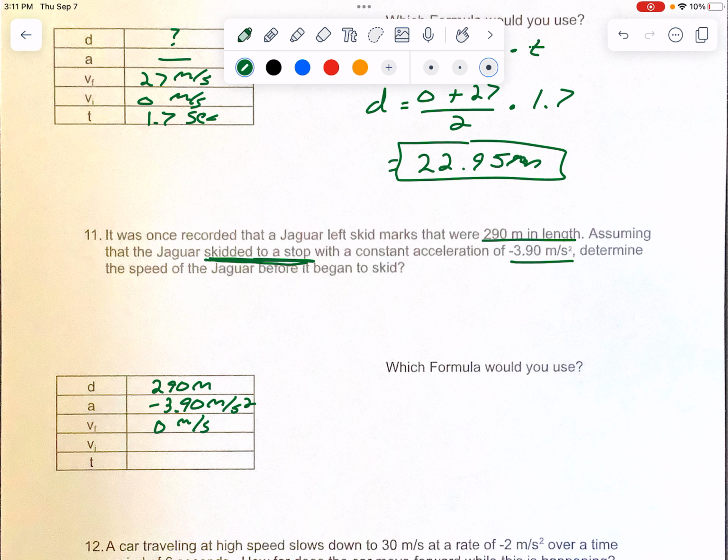Determine the speed of the Jaguar before it began to skid. So we're actually looking for initial velocity, so we don't care about time. Okay, so we're going to use equation number 5. So VF squared equals VI squared plus 2AD.